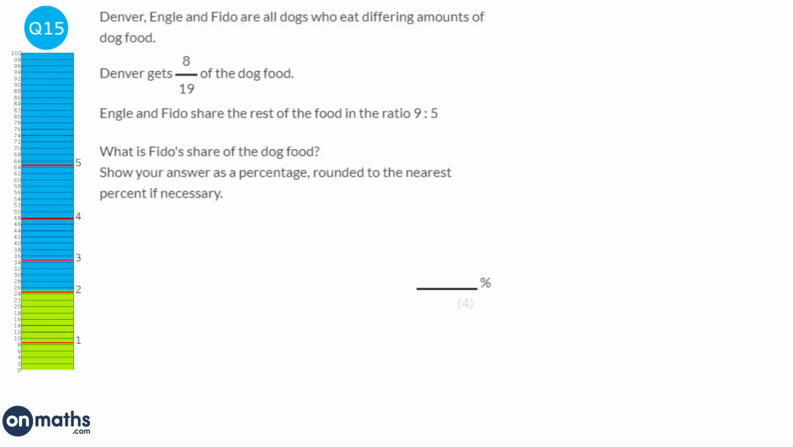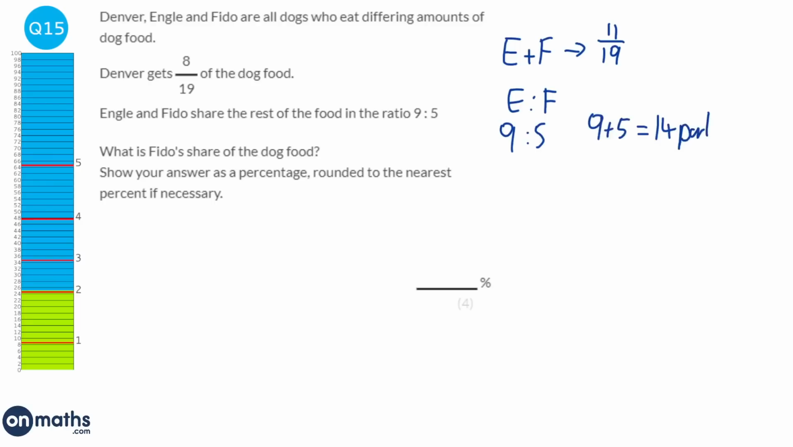The first piece of information I'm going to focus on is the fact Denver gets 8/19. Denver gets 8/19, that means that Engel and Fido together must get 11/19 because they have to add up to 1. So we're only looking at 11/19. I'm going to focus on the ratio next of Engel to Fido. So it's 9 to 5. And let's have a look and see, well, first of all, how many parts there are altogether. So 9 plus 5, which is 14 parts. So there are 14 parts in total.